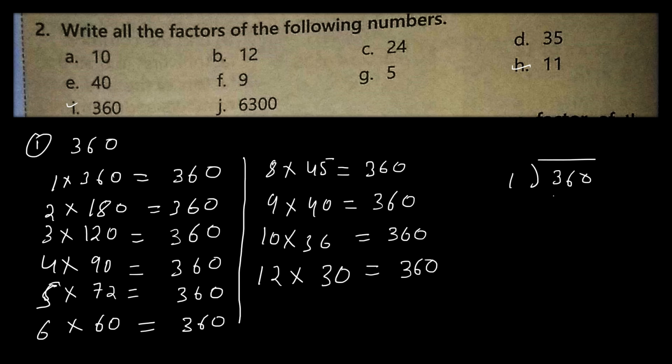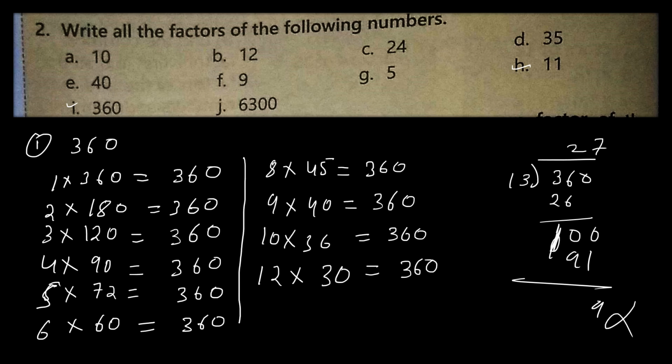13 1 is 13, 13 2 is 26, then 13 3 is 39. So 13 2 is 26. Okay. So 0, and this will be 1. So now 13 5s are 65, 13 6s are 78, 13 7s are 91, 13 8s are 104. Not possible, so we will take 7, 91. So a remainder is there, so not possible.